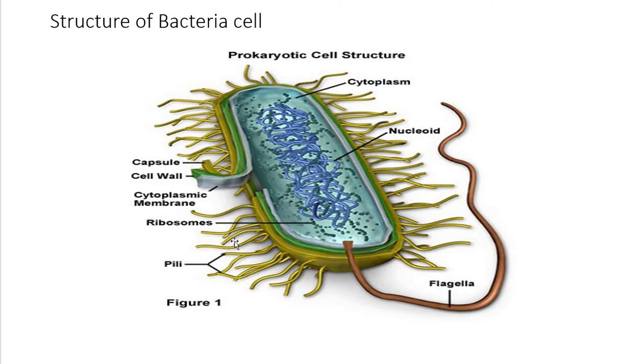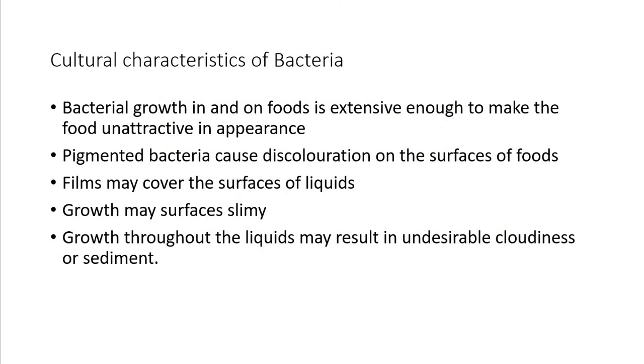These hair-like appendages on the outside of the cell allow it to stick to surfaces and transfer the genetic material to other cells. What these pili will do, they will help the bacterial cells to stick on the surfaces, and also they help to transfer the genetic materials. This can contribute to the spread of illness in humans also. So this is about the structure of the bacterial cell.